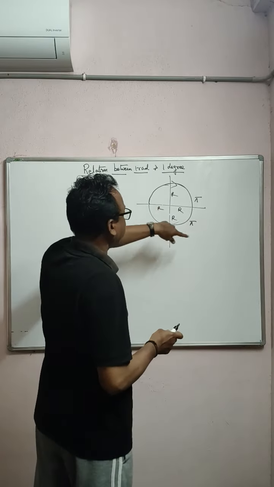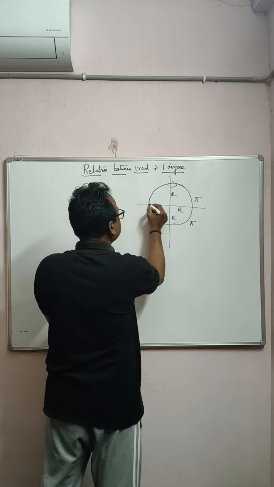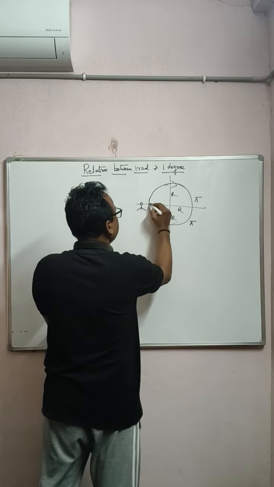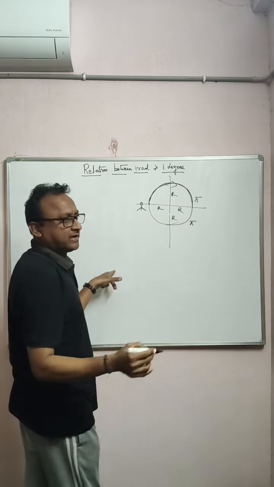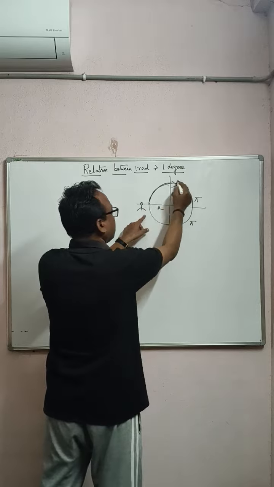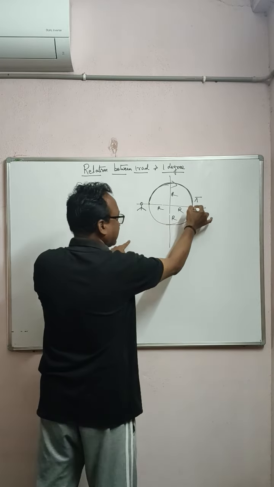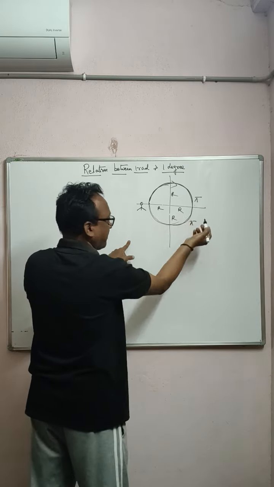Here you can see on the board a circle is there. Suppose here a person is there. Now suppose the person is traveling like this. Semicircle. అంటే ఎన్ని రేడియన్స్? Pi radians. Malli next another semicircle, another pi radians.